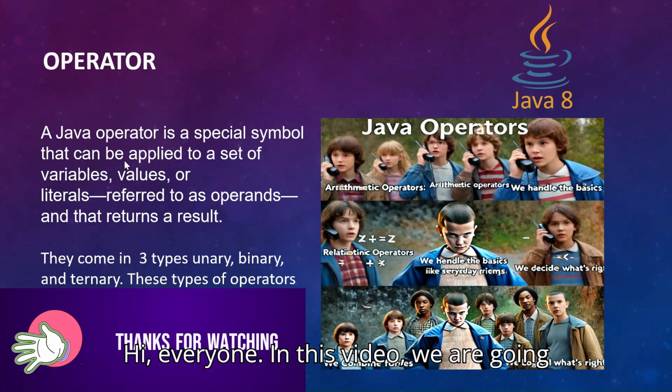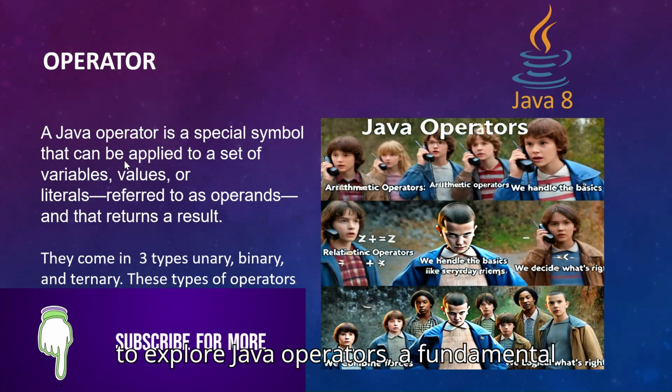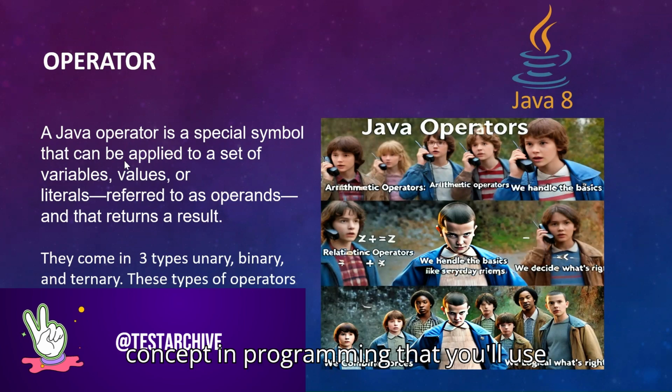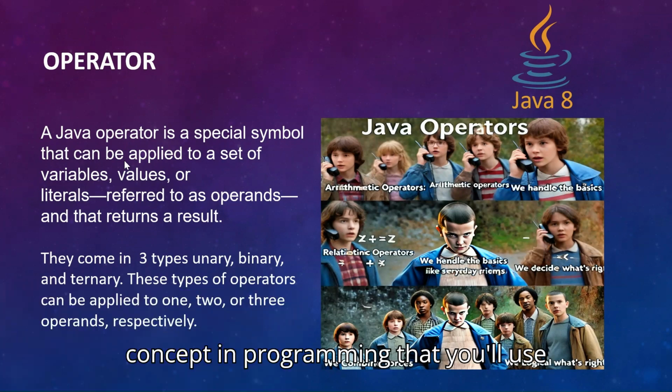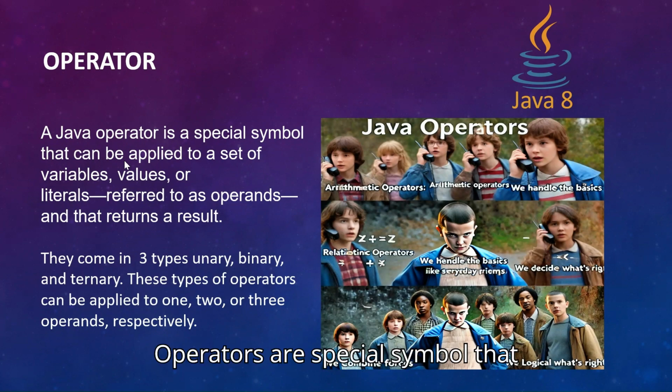Hi everyone. In this video, we are going to explore Java operators, a fundamental concept in programming that you'll use frequently. So what are operators? Operators are special symbols that perform operations on variables, values, or literals. The items they operate on are called operands, and the result of the operation is known as the outcome or result.